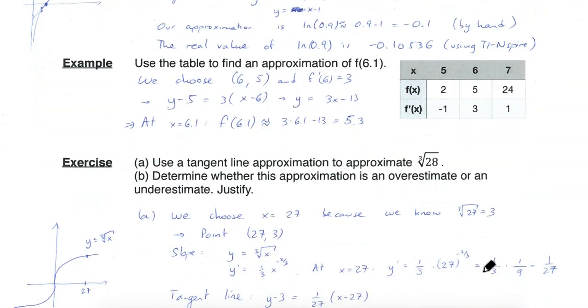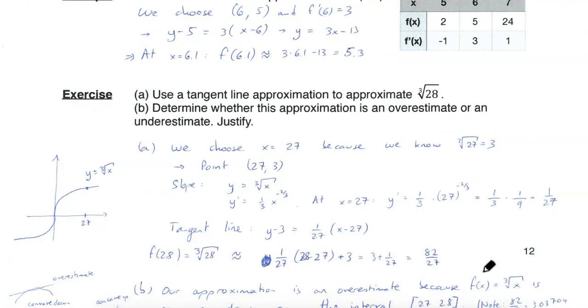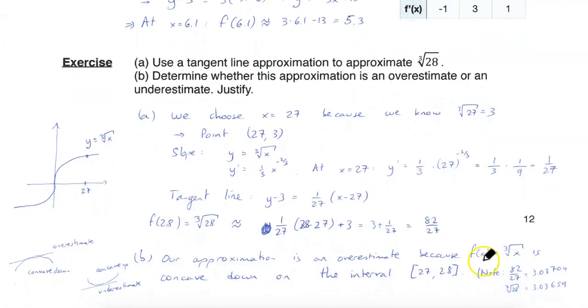Last example, find an approximation for the cube root of 28. Again, this is impossible to actually figure out without a calculator, so what we're going to do is use a tangent line to approximate what this might be. And what's a great choice of a point that we can use as an anchor nearby? We can choose 27, because we know what the cube root of 27 is. The cube root of 27 is 3.